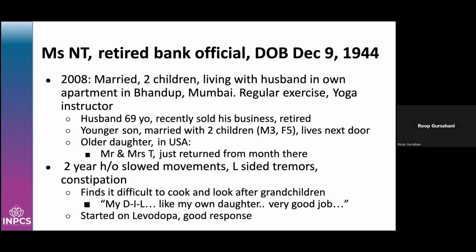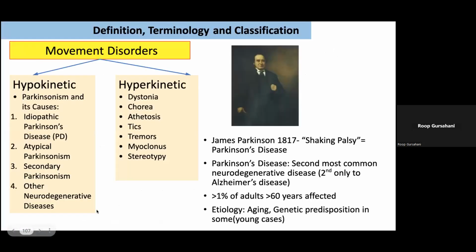And she came in with a history of slowed movements, left-sided tremors, and constipation. She was beginning to find it difficult to cook and look after the grandchildren, which was her passion. So, although she, of course, said, my daughter-in-law is like my own daughter, she does a very good job, but this is what I want to do. So, anyway, she was started on levodopa and had a good response.